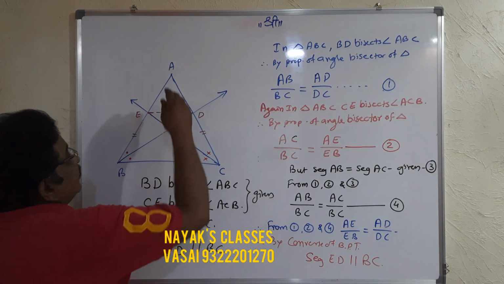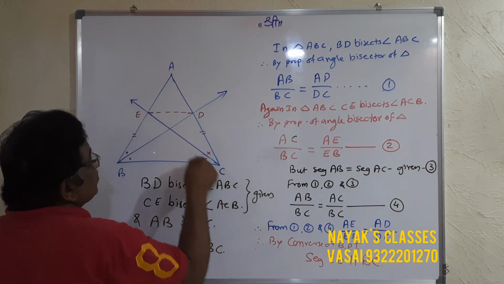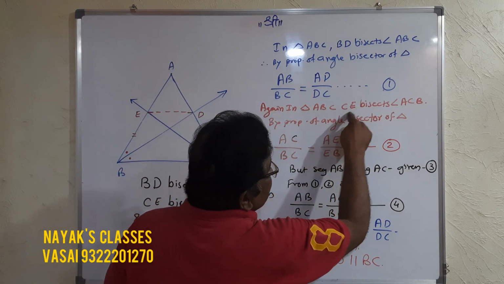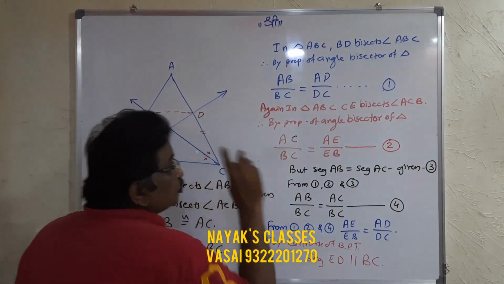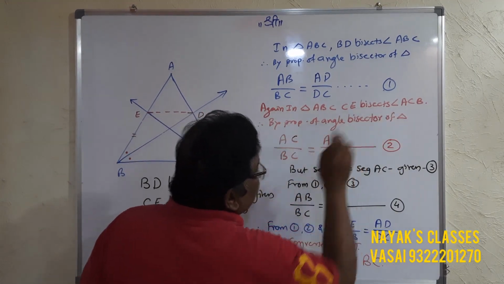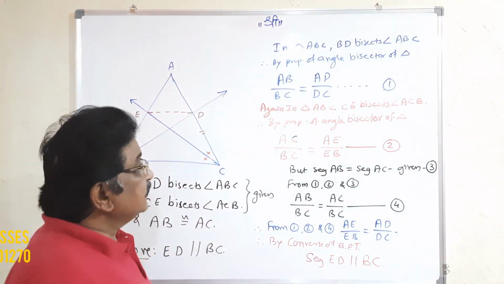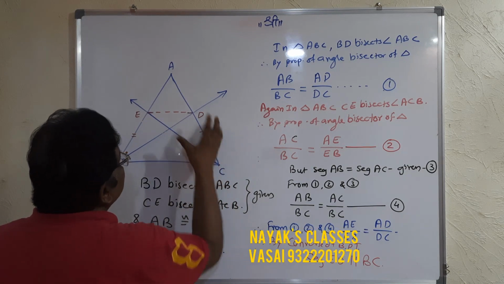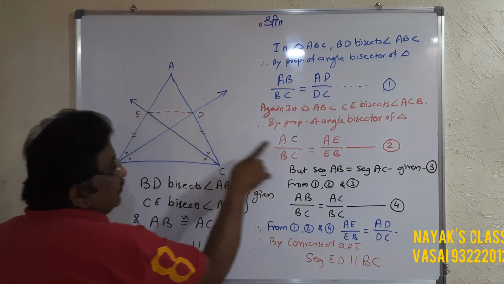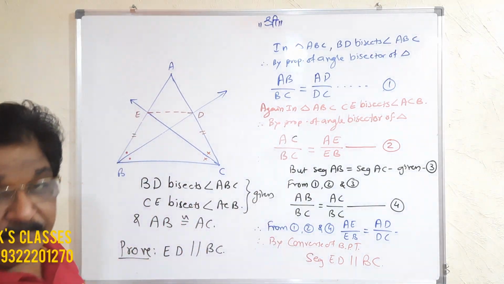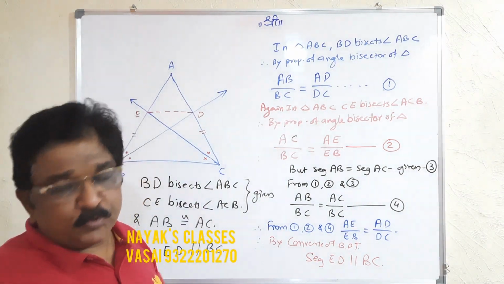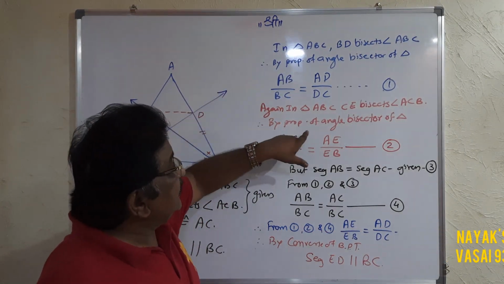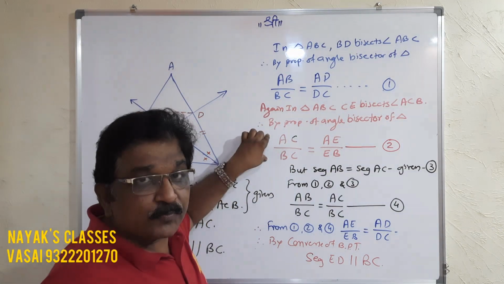Similarly, this time in triangle ABC we are taking CE as a bisector. In triangle ABC, CE bisects angle ACB. So again by the angle bisector property of a triangle, AC upon BC is equal to AE upon EB. Two bisectors, two ratios. For the BD bisector, this is the ratio. For the CE bisector, this is the ratio.